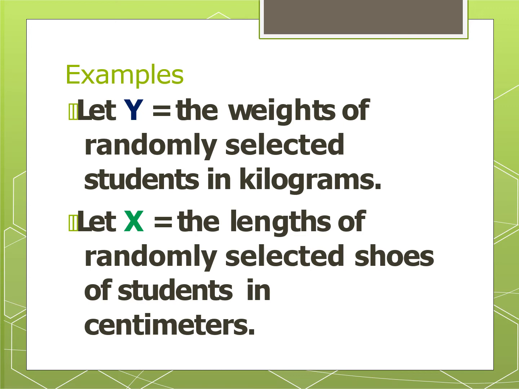Also, for the second example, let X be the length of randomly selected shoes of students in centimeters. The lengths of shoes of the students can be between any two given lengths. The values can be obtained by using a measuring device or a ruler. Hence, the random variable X is a continuous random variable. So as you can see, these are often results of measurement.